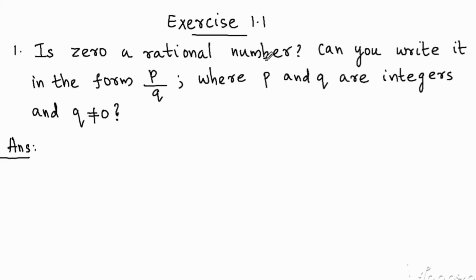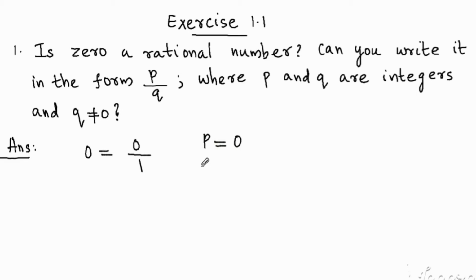Okay, so the first problem is: is 0 a rational number? Can you write it in the form p by q where p and q are integers and q is not equal to 0? We know that 0 can be written as 0 by any number. So in simplest form we can write 0 by 1. 0 by any number is 0, so you can write 0 as 0 by 1.